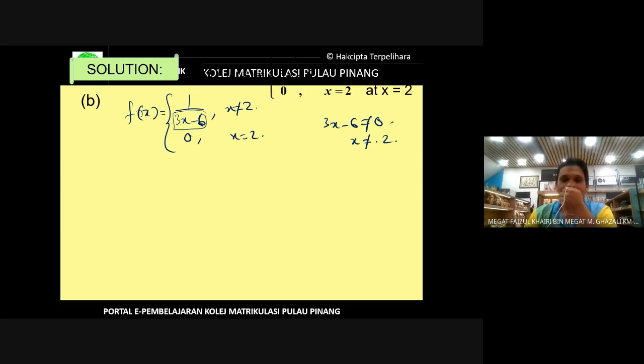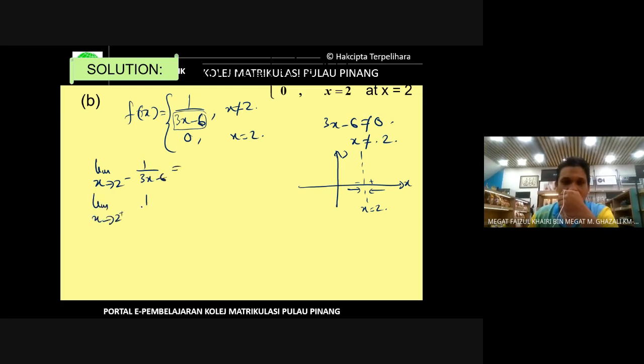Okay. So now class, from this graph we know it is reciprocal. At x equal to 2, the graph might be something like this. Okay, x approaching 2 from the left and also x approaching 2 from the right. Limit of x approaching 2 from the left, 1 over 3x minus 6. Limit of x approaching 2 from the right, 1 over 3x minus 6.